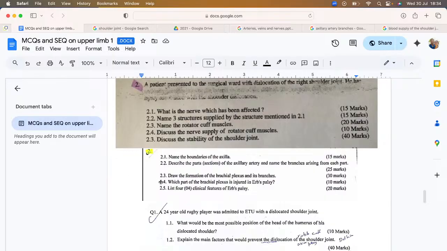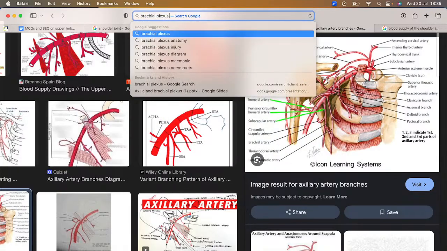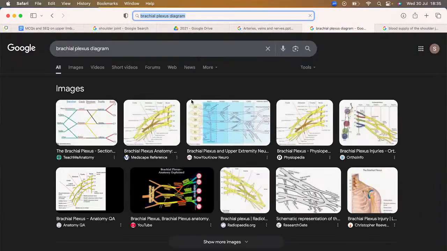Okay, so draw the formation of the brachial plexus and its branches. So this is again, it's almost a gift question, this one. Okay, if you get something like this, draw the brachial plexus and its branches. Again, it's very easy, 30 marks. So let's see if I can find an easy brachial plexus for you guys to use as a reference.